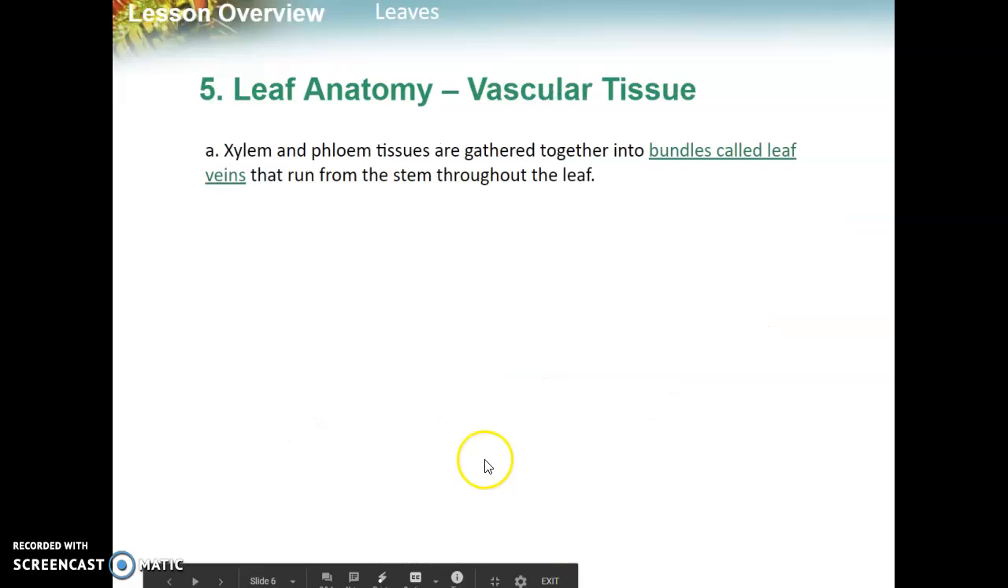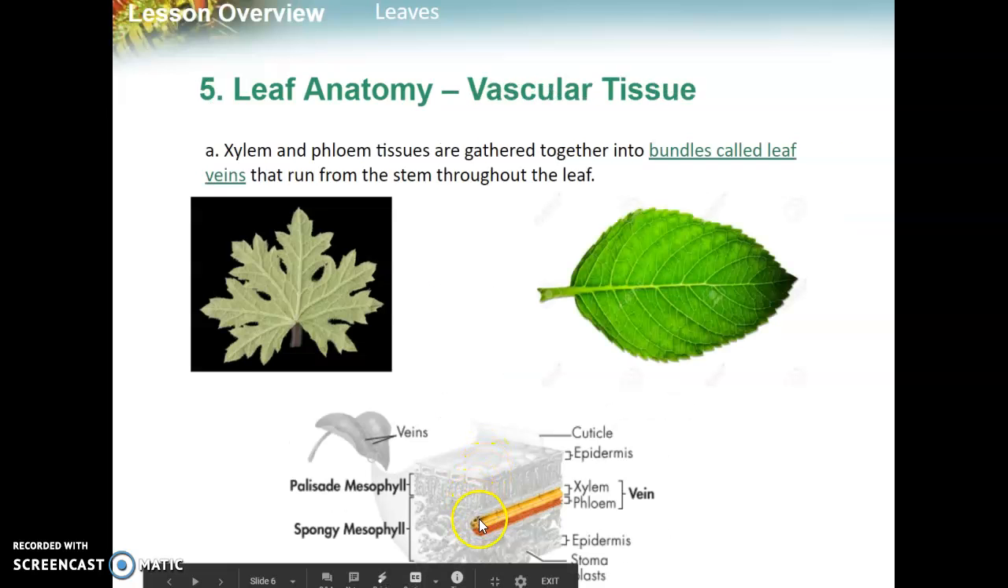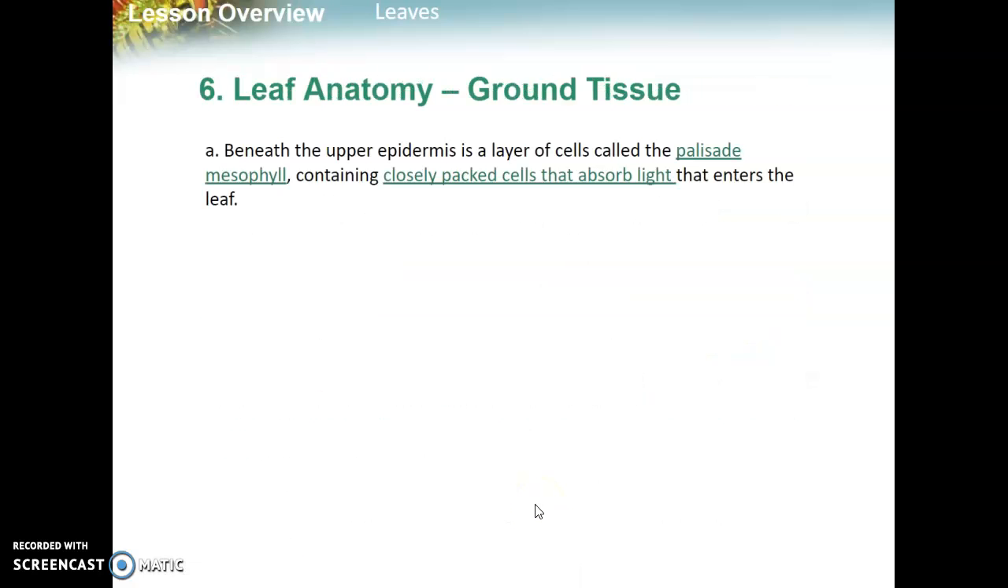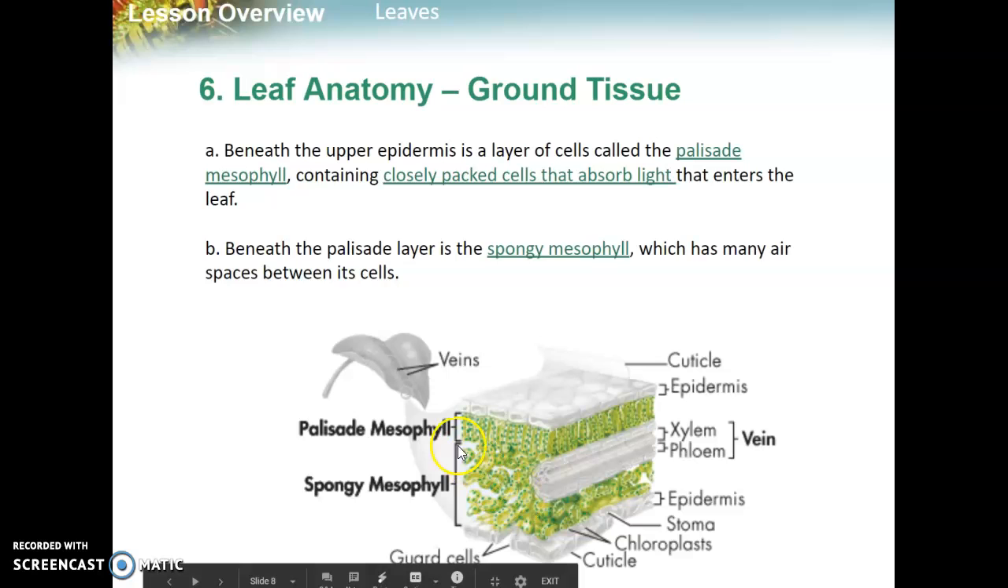There's also vascular tissue in leaf veins that bring water in on the xylem and food in and out on the phloem. And there's also ground tissue. The Palisade Mesophyll on the top, tightly packed cells where lots of photosynthesis is done, and the Spongy Mesophyll on the bottom, which is loosely packed. And the reason why, I guess I didn't say this, is that if you're going to bring in carbon dioxide, it comes in through the stomata, and the spaces in between the cells allow that carbon dioxide to move through the leaf.